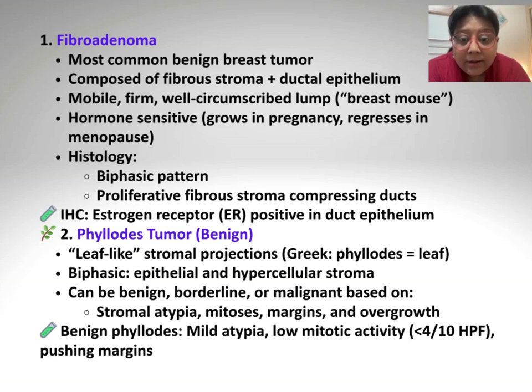Phyllodes tumor. The benign phyllodes tumor has leaf-like stromal projections. It's also a biphasic tumor with epithelial element and hypercellular stroma. Phyllodes tumor can be benign, borderline, or malignant based on stromal atypia, mitosis, margins, and overgrowth. In benign phyllodes, there is mild atypia, low mitotic activity, less than 4 per 10 high power fields, and pushing margins. I will be talking about borderline and malignant phyllodes tumor when I will be talking about malignant breast tumors.